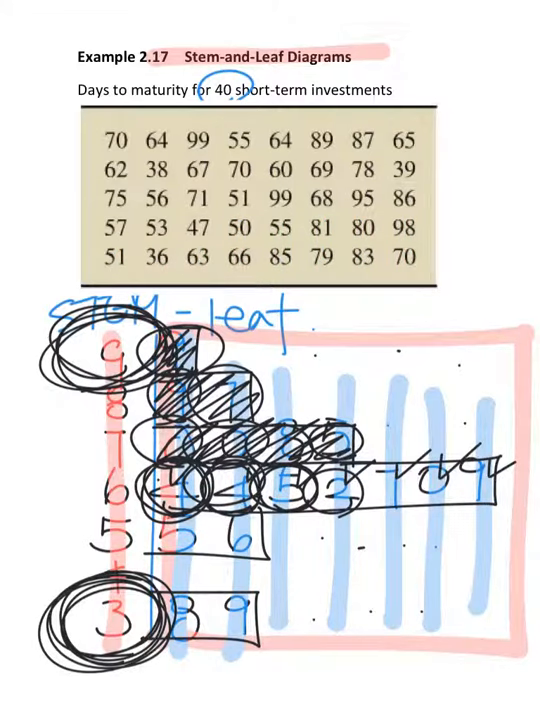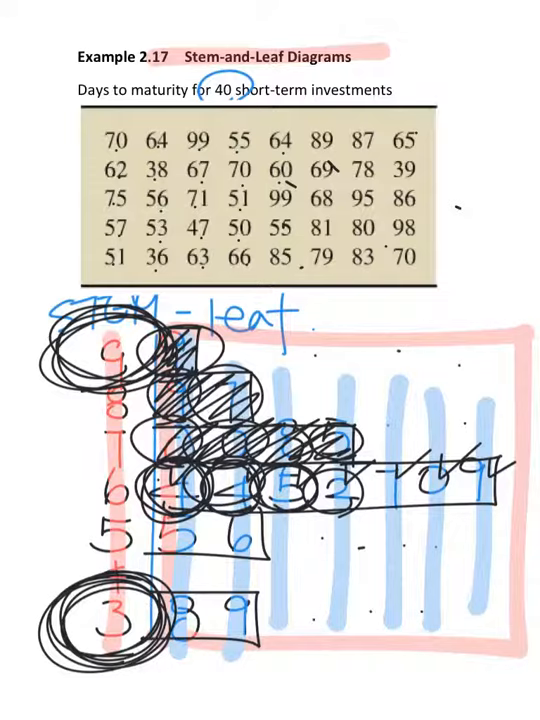We had 70, 64, 99, and we made the stem and leaf. How about this example? We have a 7.0, not 64 but 6.4, 9.9, 5.5, all of them. Everything is like 6.2, it's a decimal point, everything.